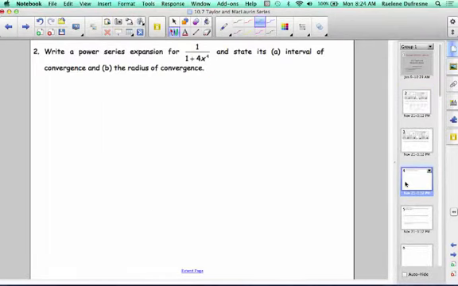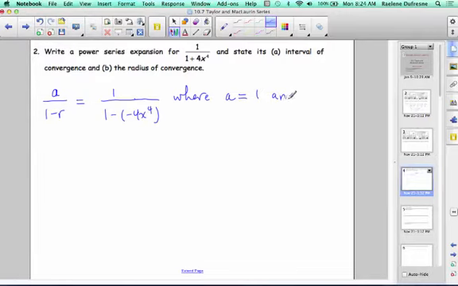In number 2, we want to write a power series expansion for 1 over 1 plus 4x^4 and state the interval of convergence and the radius of convergence. Well, if we go back to the sum of a convergent geometric series, we can see that the a value is equal to 1 and the value for r is equal to -4x^4.